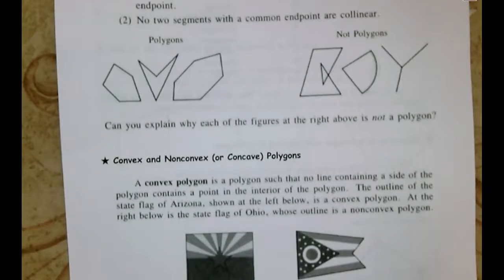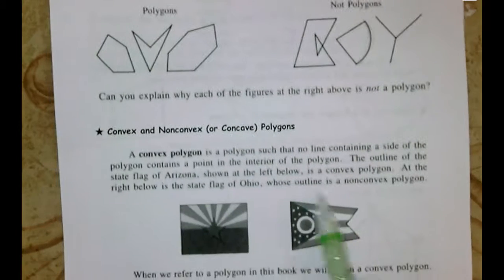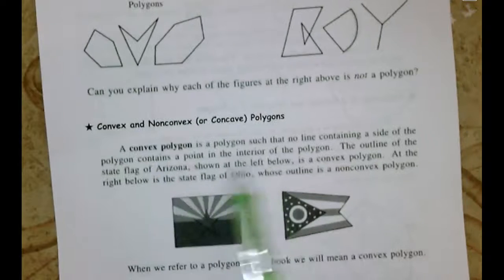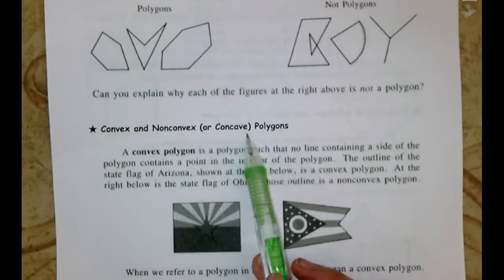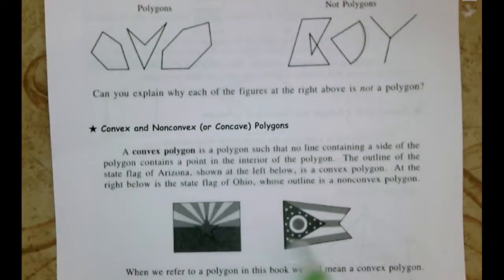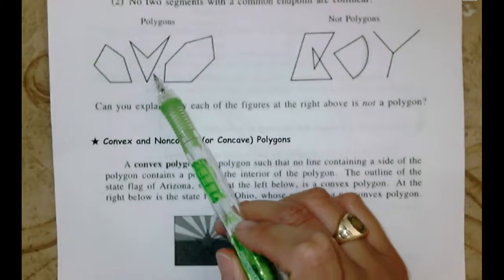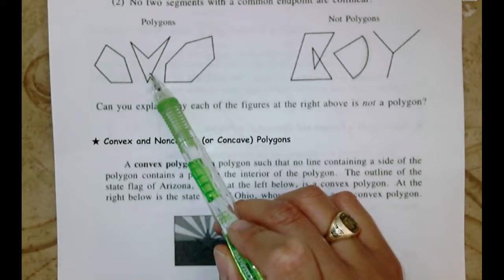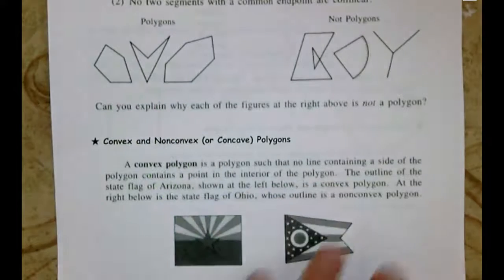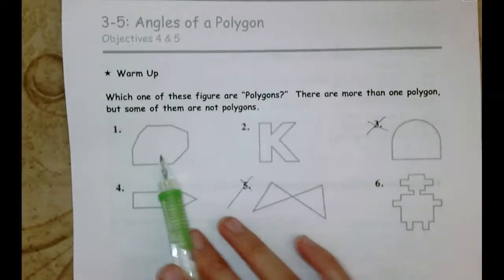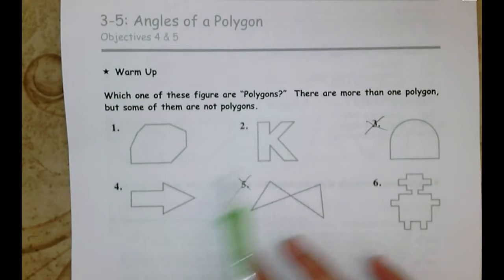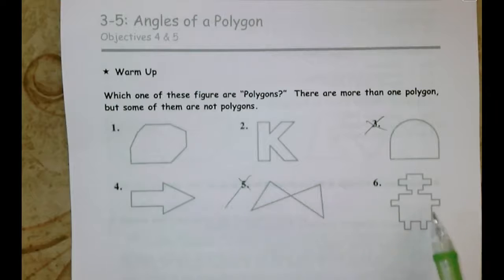Okay, convex and non-convex. In this textbook, we use the word non-convex. Other textbooks call it concave. That's convex, that's concave, that's concave or non-convex. These are convex. So if you go back to the warm-up, that's convex, concave, concave, concave.